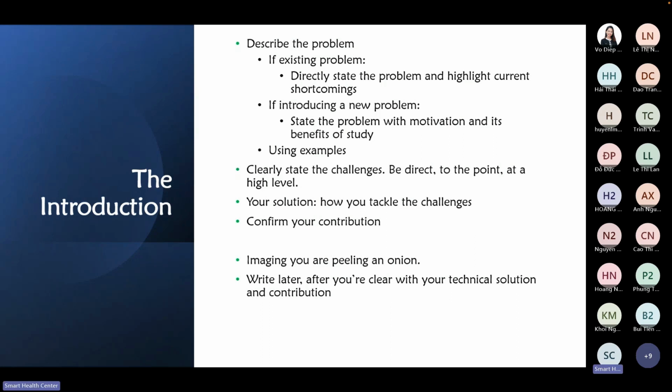All right, so for the introduction, imagine you are peeling an onion, layer after layer. The whole paper is like that, until at the end, in the conclusion, they see the whole core of your onion. Don't jump into the core right away. It takes time. And normally, I write the introduction later, after you are very clear about your technical solution and contribution, then you know what message you want readers to take home. All right.